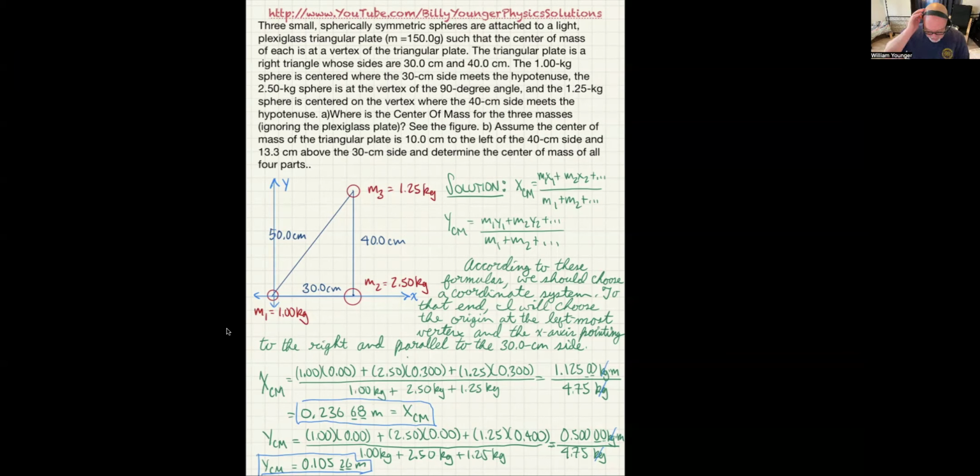So anyways, I hope that's a good, useful example of how to use the center of mass calculations, how to perform them in 2 dimensions.